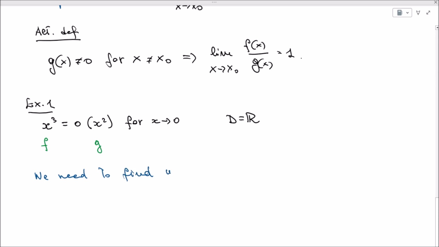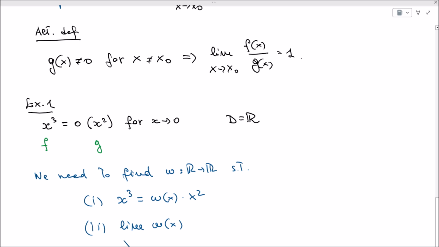a third function omega from R to R such that, well, what are the two conditions? First condition is that x to the cube needs to be written as omega of x times x to the square, and second, limit of omega of x when x goes to 0 is equal to 0.